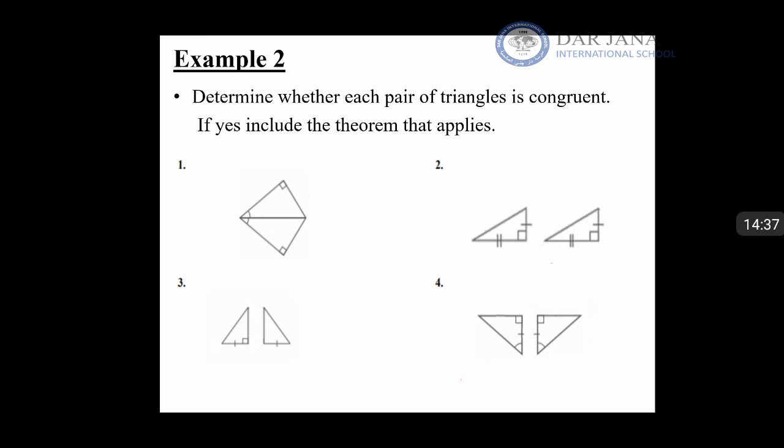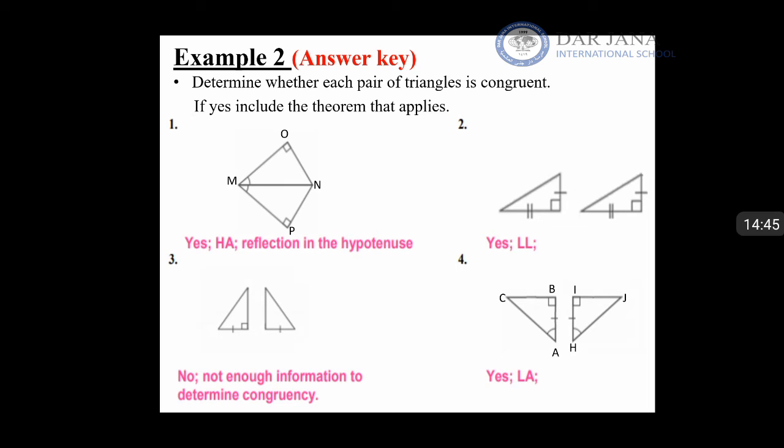First of all, we need to make sure that we have right triangles, and we need to make sure that we are using one of the four theorems that we learned about. So let's move. In this case, let's see what we have. We have, in example number 1, angle OMN congruent to PMN.